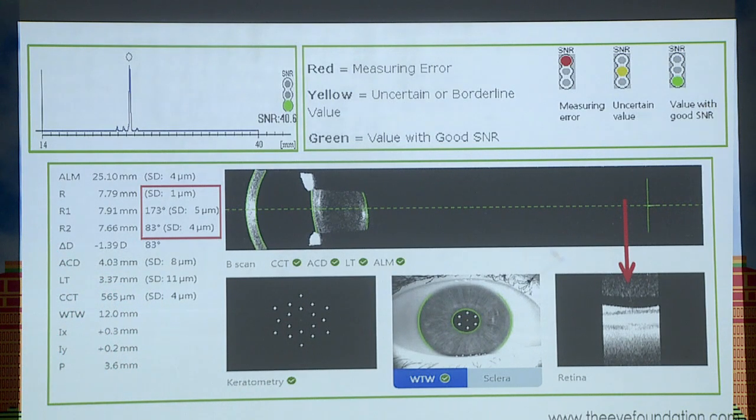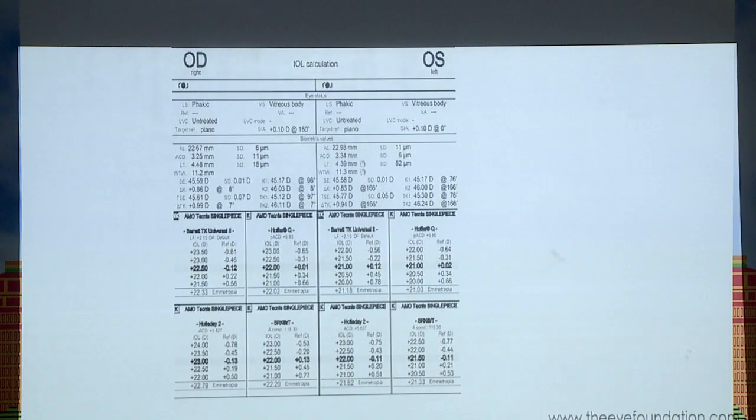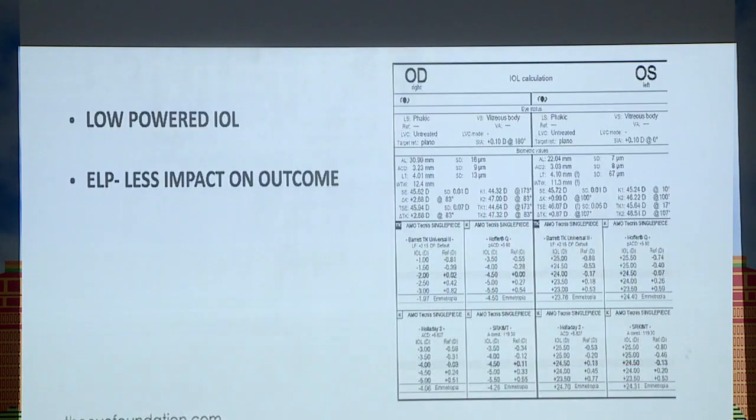We need to see whether the signal to noise ratio is more than 2. We should see whether the standard deviation in your readings is less than 0.2 or 30 microns. Especially in a normal eye, if it is in the normal range of axial length and anterior chamber depth, you would find that you could use any formula and you are doing very well.